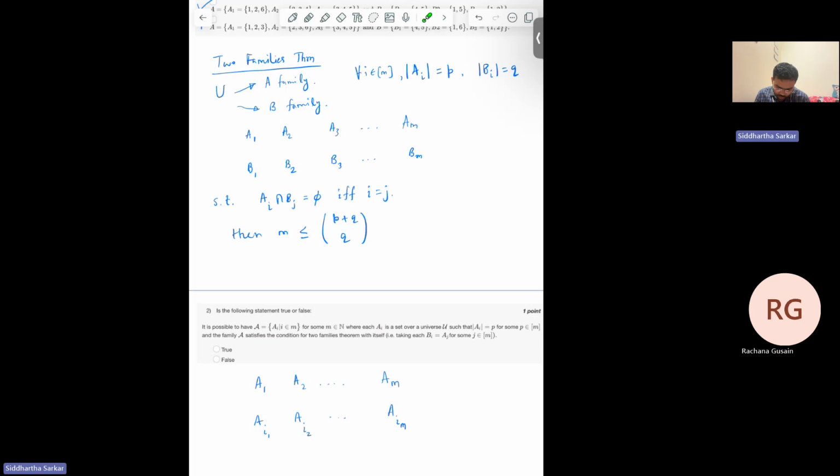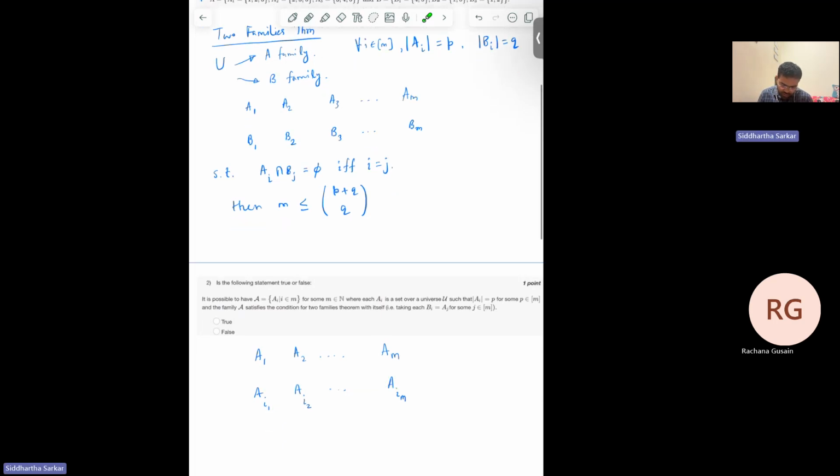After permutation, this one I'm going to call B1, this one B2, and so on. So now this is the same family but in another order. Then whether these two families satisfy the two families theorem, basically whether such a thing can be accomplished. Is the question clear?